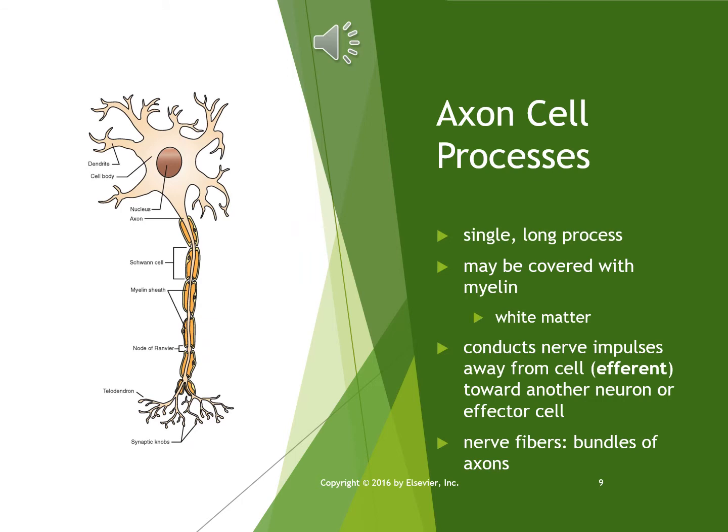The axon of the neuron is kind of like the tail. So it is a long process that may be covered in myelin, and it conducts nerve impulses away from the cell body. So it is an efferent process, so away toward another neuron or effector cell, such as nerve fibers or bundles of muscles or gland cells.